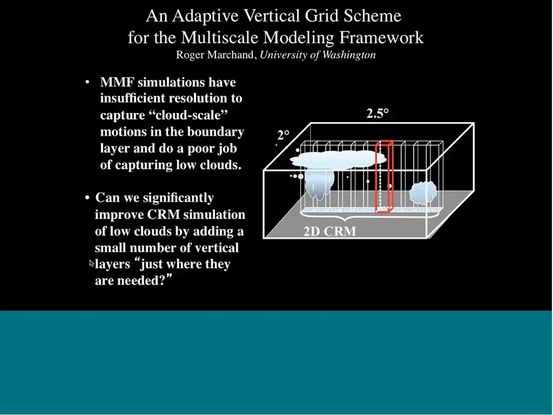And so how are we going to solve this? Certainly going to a higher order closure or some kind of combination of a higher order closure with increased grid spacing has certainly shown some promise. But here I'm taking a somewhat different approach, which is I'm going to ask the question, can we get significant improvements by just adding a small number of vertical layers just where we need them, rather than trying to have a lot of vertical layers everywhere, or rather than going to some combination of a higher order closure?